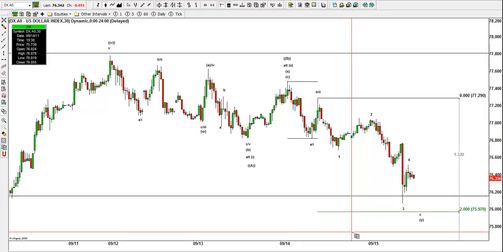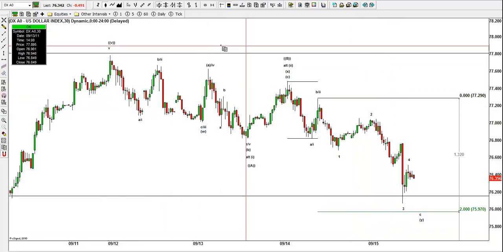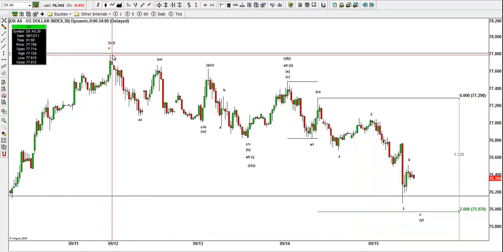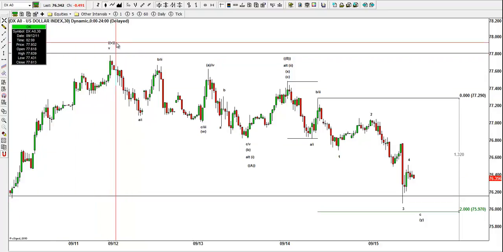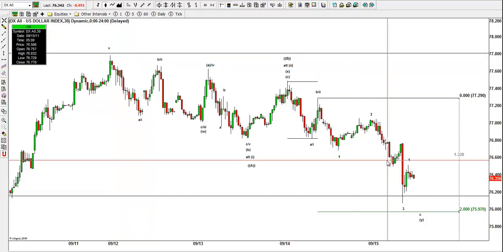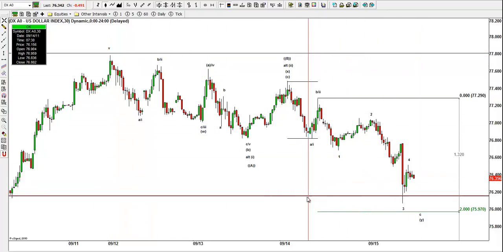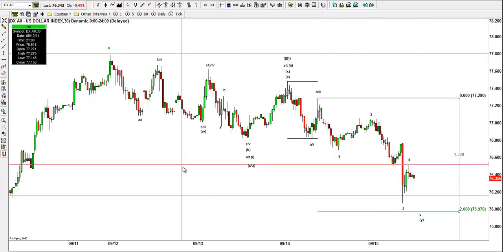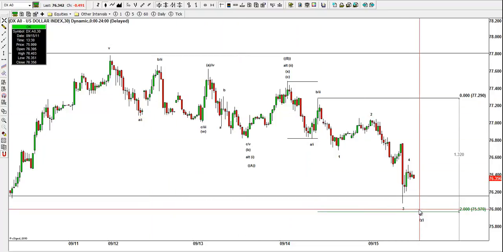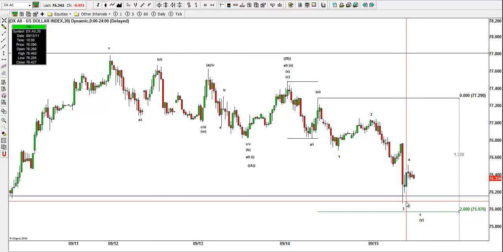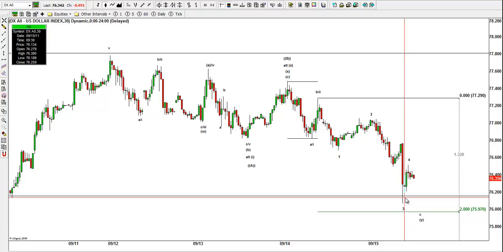Now, let's start with the index. What do we got? We start here. This is the top. We don't care about the rest. We were labeling this as the end of wave 3, and now we're heading lower in a proposed wave 4. Now, the move is very deep. It's at the 3802. Technically, like we mentioned yesterday, but we don't have a complete move yet.